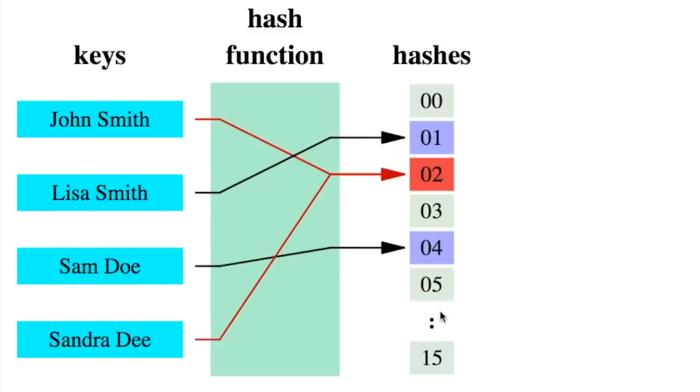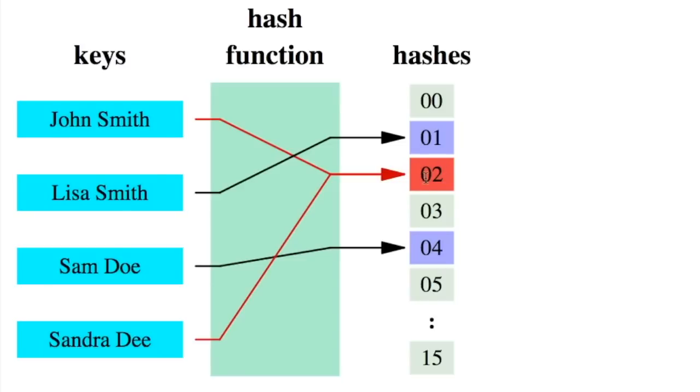A hash function needs to be consistent, so when you run a key through the hash function, it always gives the same number, and it should map different words to different numbers. If two words get hashed to the same number, this is called a collision. You can see in this example, John Smith gets hashed to 2, Lisa Smith gets hashed to 0, 1, Sam Doe 4, and then Sandra D also gets hashed to 2. So this is a collision because both of these names, once they run through the hash function, get turned into the same number or the same index for the array.